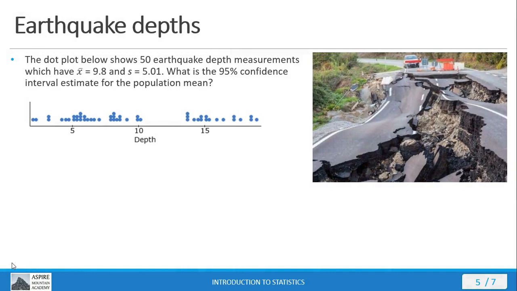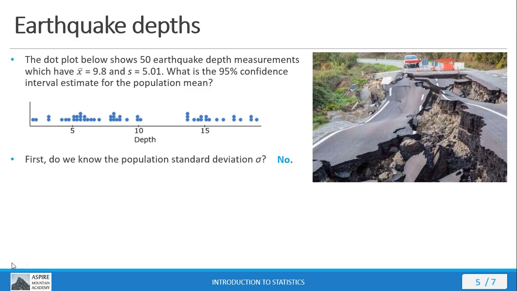Let's look at another problem involving the depth of earthquakes. Here we've got a dot plot showing 50 earthquake depth measurements. The mean value of those measurements is 9.8, standard deviation 5.01. What's the 95% confidence interval estimate for the population mean? First, we ask ourselves the key question: do we know what the population standard deviation is? Here I'm hoping the answer you gave is no. It's not listed. We don't know what it is.